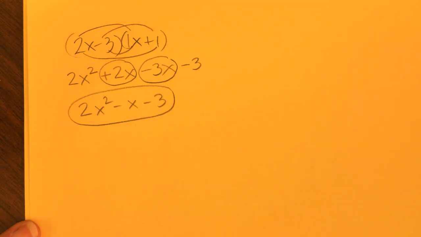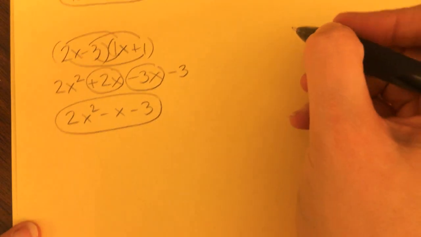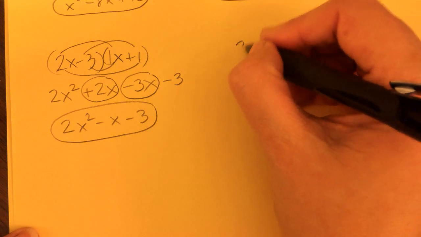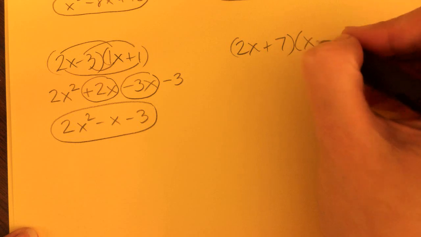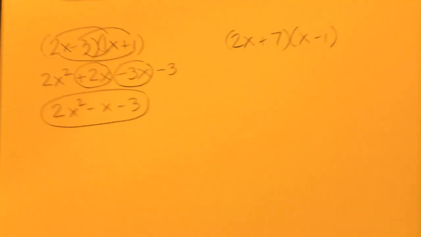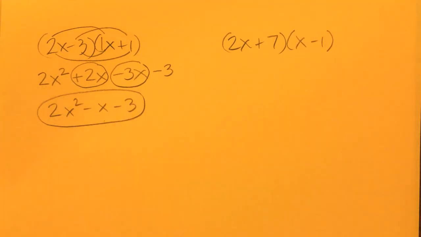Okay? I want you guys to try one now. I want you to try 2x plus 7 times x minus 1. And what I'm looking for is a final simplified trinomial. Go.